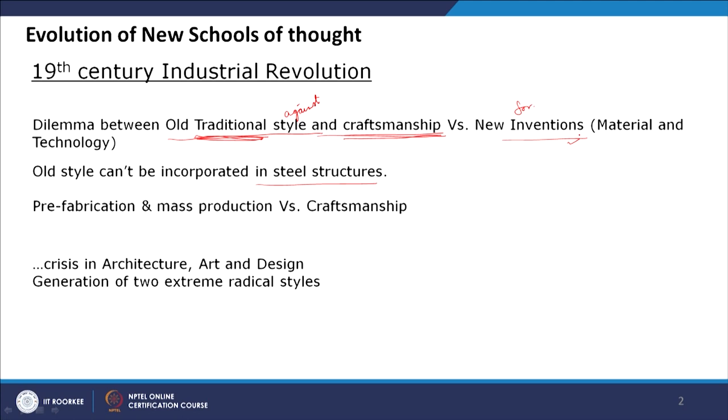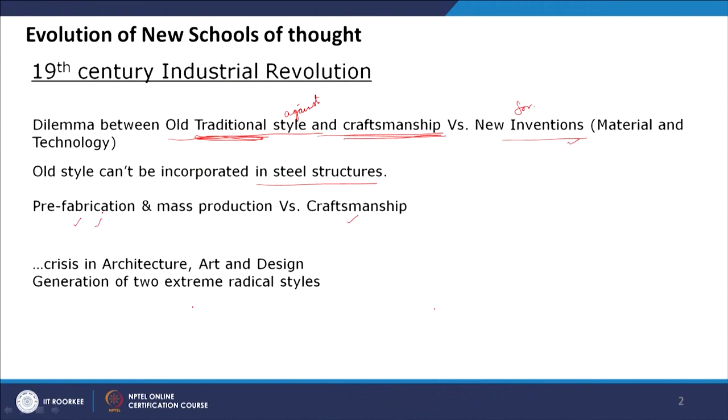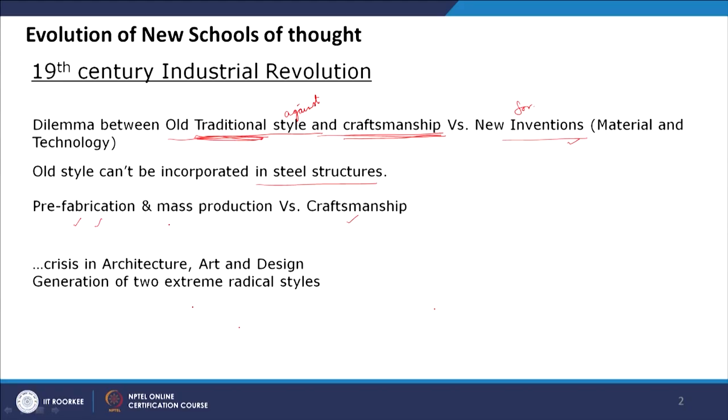So there was a new visual style, prefabrication and mass production, versus craftsmanship. Because of the invention of new material and new technology, there was a huge possibility of prefabrication, which was replacing craftsmanship, because craftsmanship and hands-on decoration take more time, but they have a particular aesthetic value. Prefabrication is very quick, and within a very short time many products can be fabricated, so the price comes down. Handcrafted products, paintings, and designs take more time, and the price is much higher. So there was a reaction between these two processes and techniques of designing.